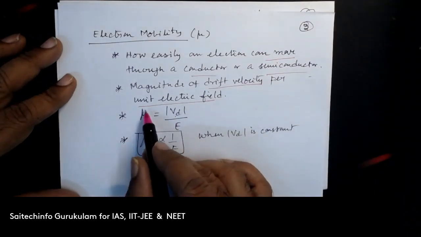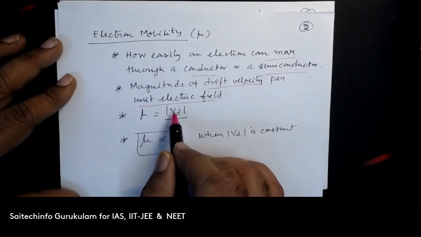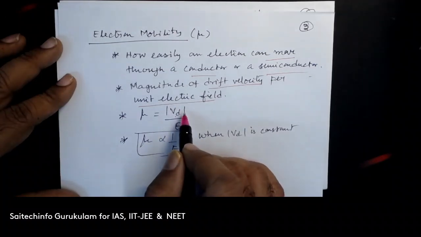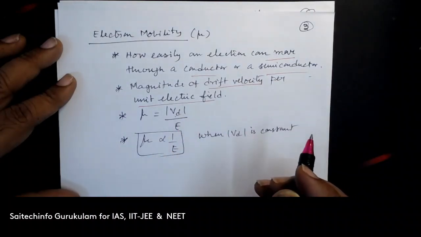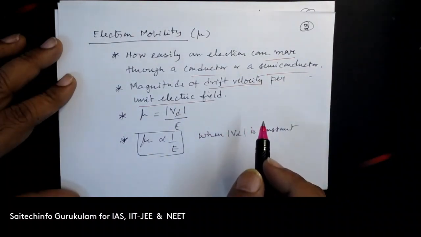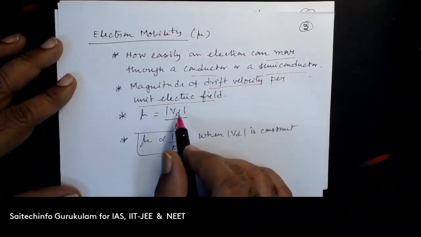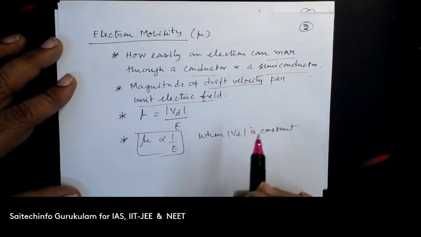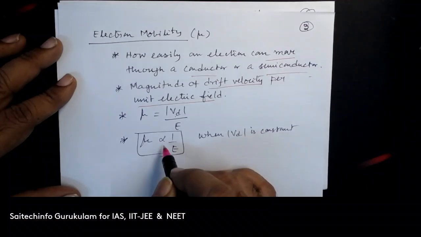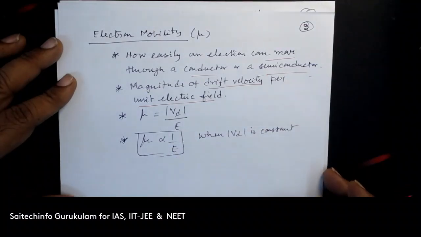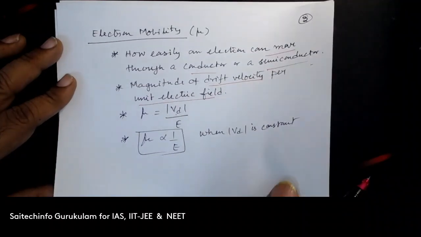It is given by the equation mu is equal to the modulus of, because we confine to the magnitude, modulus of drift velocity divided by electric field, where Vd is constant. When Vd is constant, then mu is inversely proportional to the electric field. That is, mobility is inversely proportional to electric field.